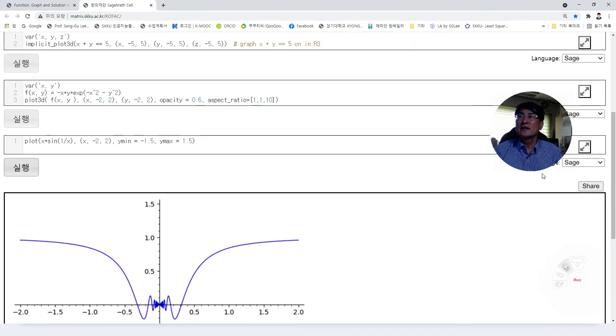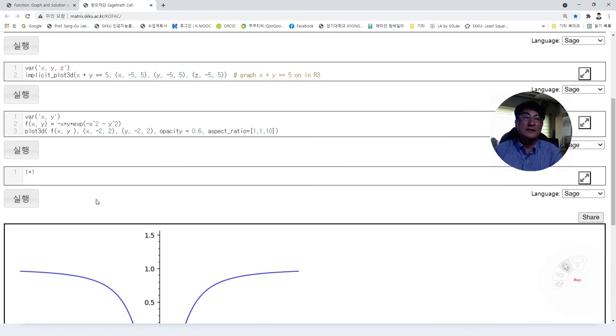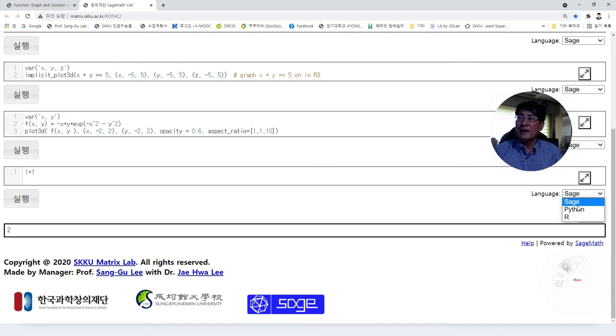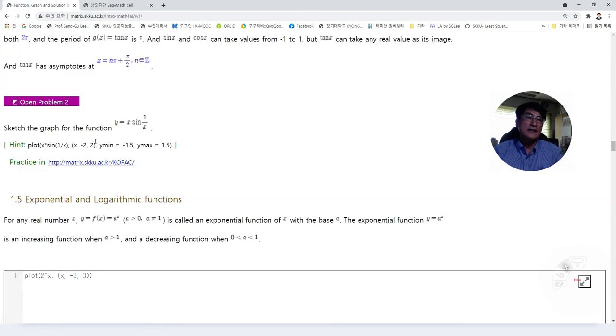In here, you can practice with the Sage code that I gave you, or Python code or R code, whatever. Here, 1 plus 1, if you change those, this Sage command gives you 2, and the Python command gives you a different answer. For example, if you practice it in R code, that gives you the answers like this. So whatever code you have, you can practice in here.